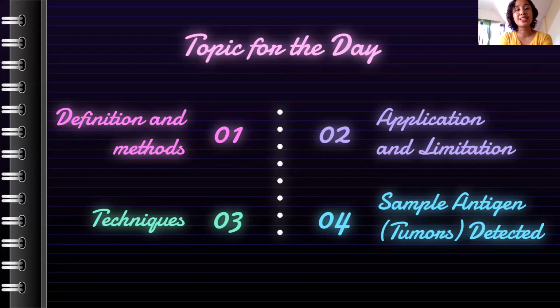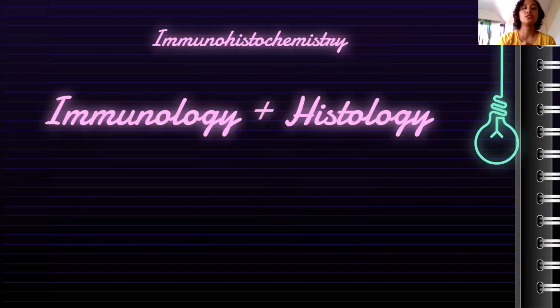So, today, guys, our topic, we want to define what immunohistochemistry is and its principle. There are two main methods on how we do it. Its application, limitation, the techniques, and example antigens or tumor markers that we use in the laboratory. What's good about immunohistochemistry, guys? It mixes my two favorite subjects: immunology and histopathology or histology.